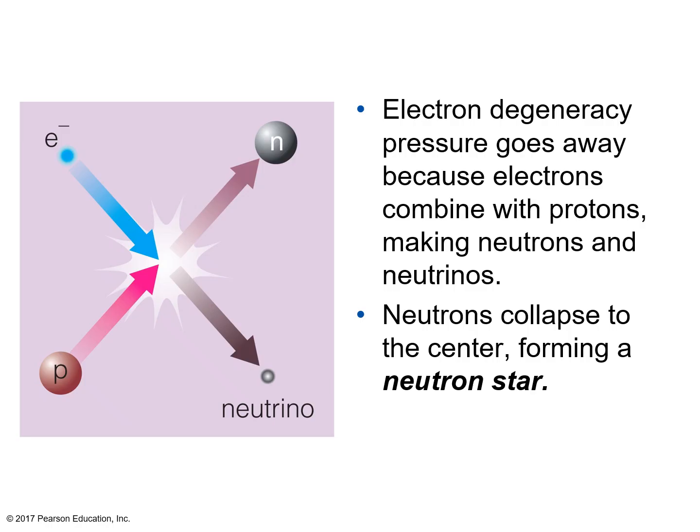The process that created this ball of neutrons is shown in this picture here. Electron degeneracy pressure goes away because electrons combine with protons, making neutrons and neutrinos. And those neutrinos are these elusive little particles that are flying throughout the cosmos. So whenever you have a supernova, among other things, just the general life of stars, neutrinos are always pouring out from them. But I want to focus here on the major product that's formed. When a proton and electron combine, it becomes a neutron. And so this ball of neutrons collapses together and becomes a neutron star.